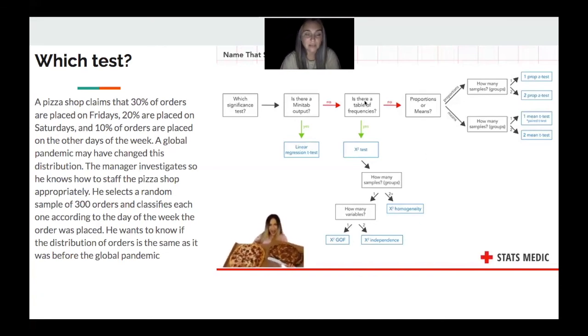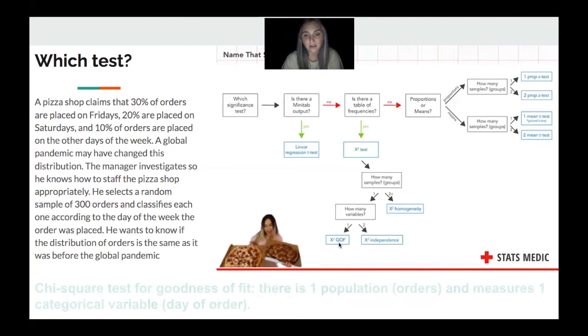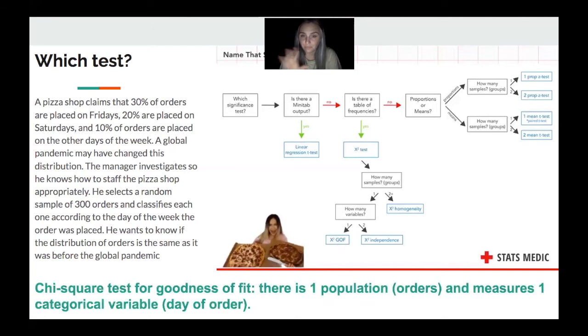So we're still in a chi-square test, right? Because we're still going to have a table of frequencies. How frequent did it occur on Monday, Tuesday, Wednesday, Thursday, Friday? Chi-square. How many samples? We got this one random sample of 300. How many variables? 1. Right? Day of the week. That's our variable. Wow. So that means we're chi-square goodness of fit. I tricked you on this one, didn't I? I tricked you. Nah, I win.